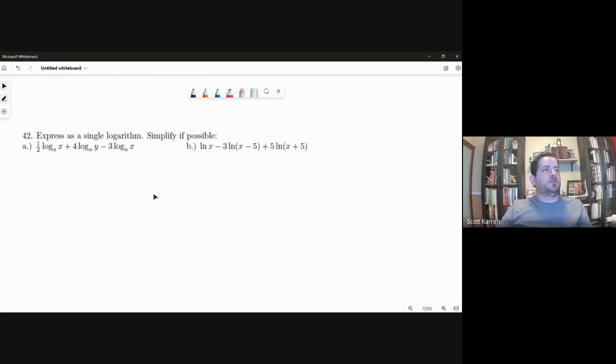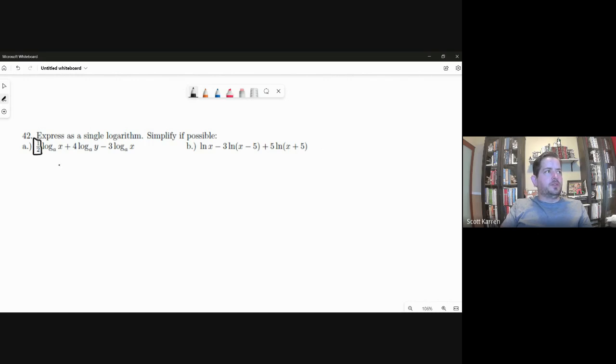All right, so let's look at 42. Express as a single log, and then simplify if possible. So in A, you've got 3 logs. In B, you've got 3 logs. The idea is the same. On the left one here, I've got coefficients.